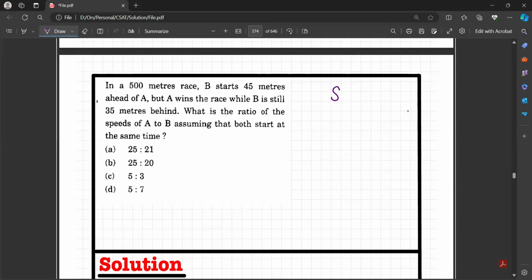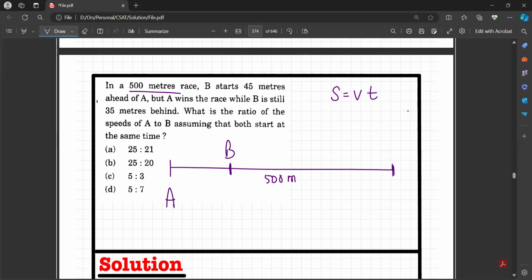Again, I will write s equals vt. In a 500-meter race, suppose this is the 500-meter race. B starts 45 meters ahead. This is B's position, this is A's position. B has a 45 meter lead, but A wins the race while B is still 35 meters behind. A completes this 500 meters. When A reaches 500 meters, B will be 35 meters behind.